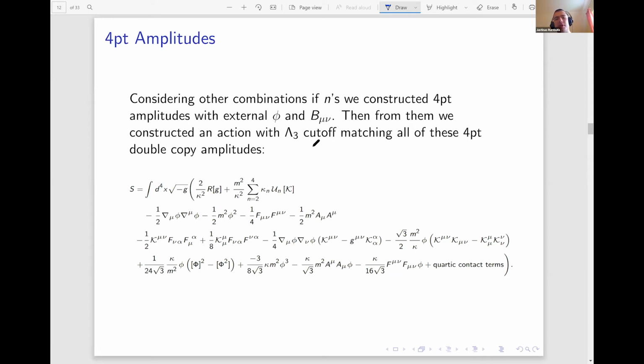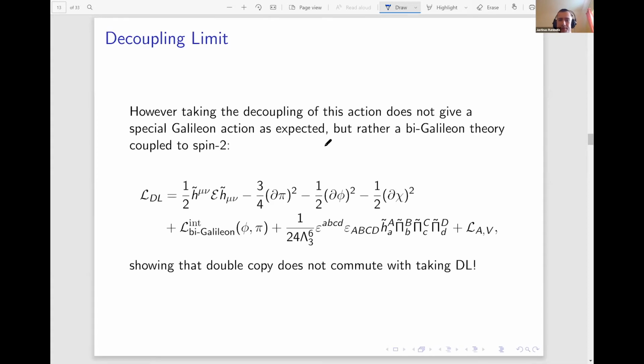This action has a Lambda 3 cutoff, as expected for a massive gravity theory. And then we tried to take the decoupling limit of this action. What we found is that it doesn't give a special Galileon as expected, but rather this bi-Galileon theory coupled to spin 2. And this means that the double copy and the decoupling limit, these two operations, do not commute, because if we first took the decoupling limit of massive Yang-Mills, we would have obtained a nonlinear sigma model, and the double copy of the nonlinear sigma model is a special Galileon, but this is not a special Galileon.